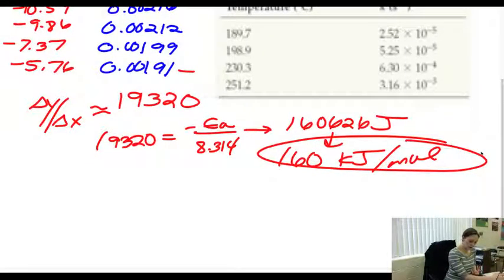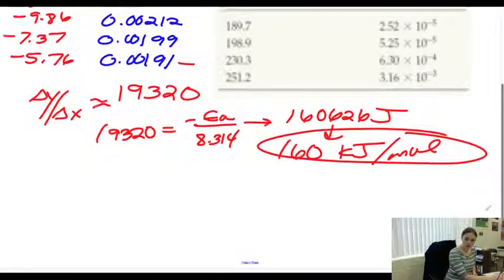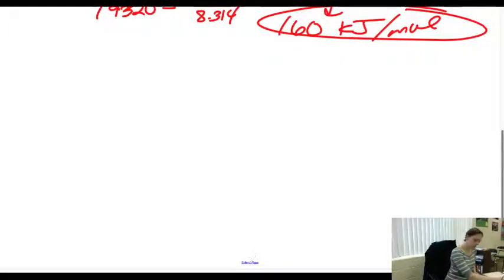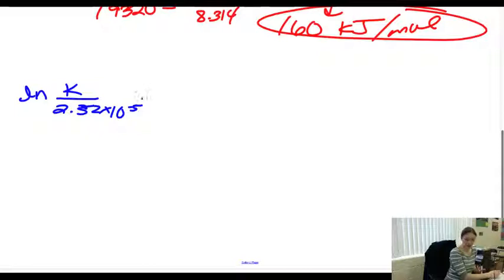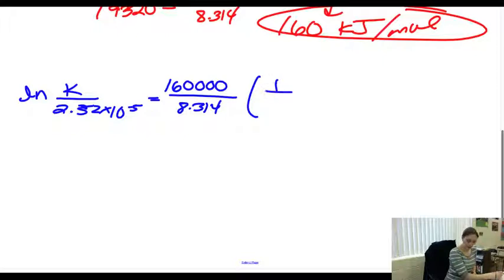So that is my activation energy. It takes that much energy for every mole. Now part B wants to know the rate constant value at 430 Kelvin. So I have a whole bunch of other stuff, and I need to figure out the rate constant at a particular temperature. That is that second equation we were looking at, the natural log of the K I'm looking for over 2.52 times 10 to the negative fifth. I just picked the first one. That is equal to my activation energy, 160,000, over 8.314 times 1 over 462.9 minus 1 over 430, which is the temperature that I am looking for.